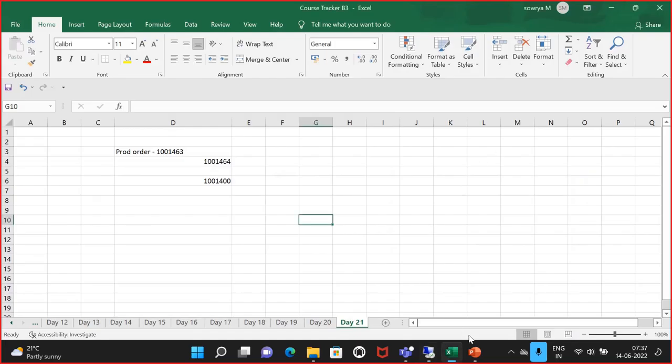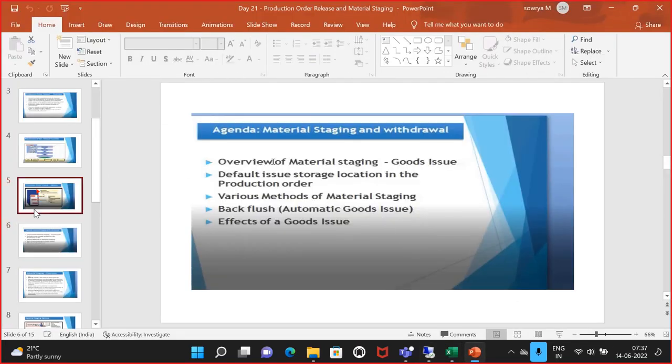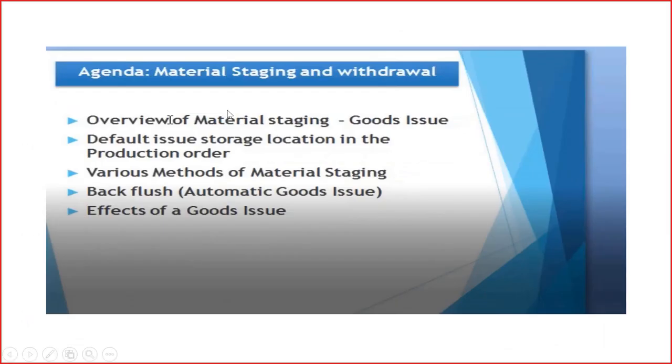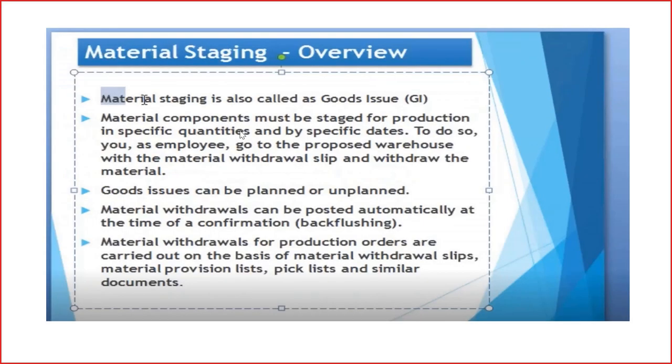Right, so let me go back to the PPT. Material staging and withdrawal. Okay, so in this, what are the concepts we are going to discuss? Overview of material staging, and what is meant by default issue storage location in the production order, and how that gets determined, and what are the various methods of material staging, and what is the concept of backflush? Okay. And effects of goods issue. Okay, so these things we are going to discuss.